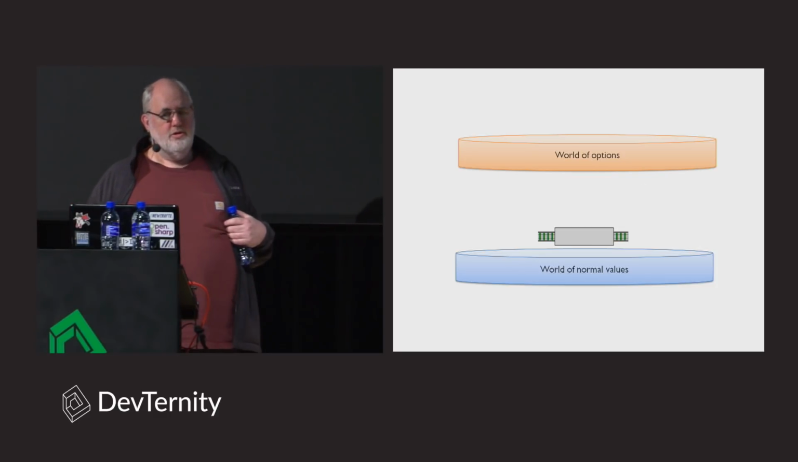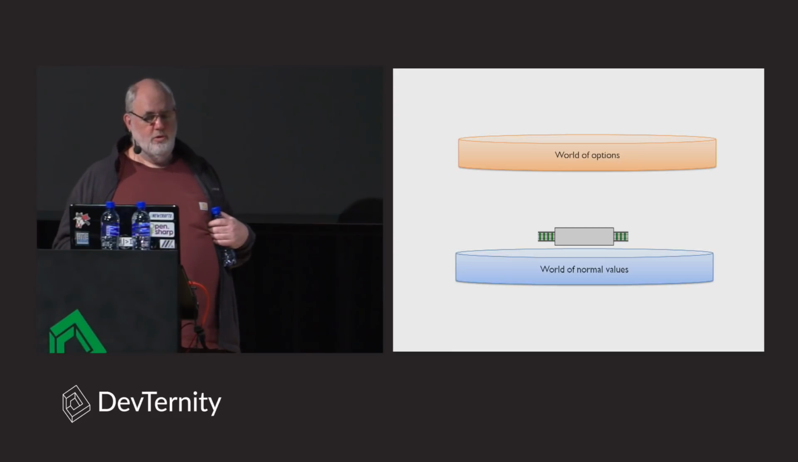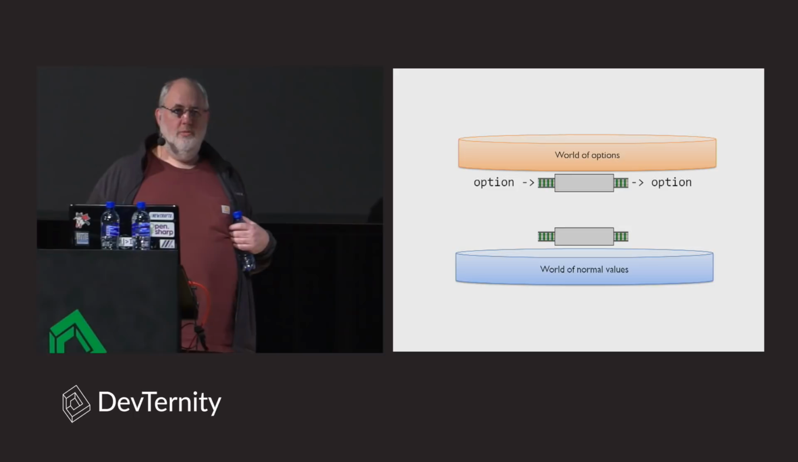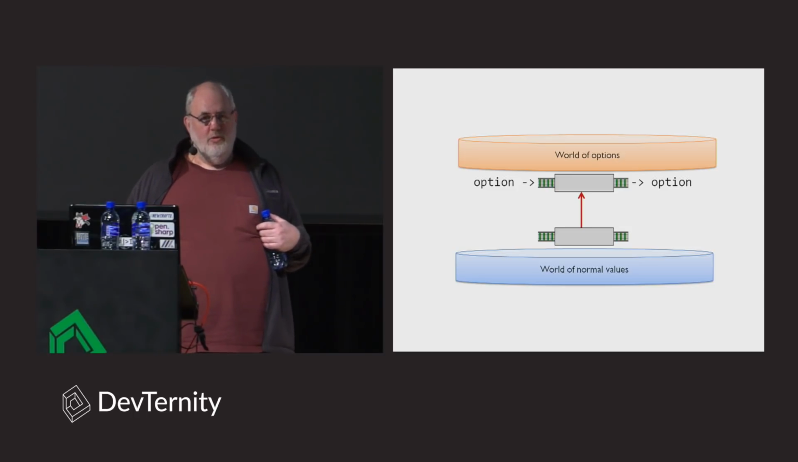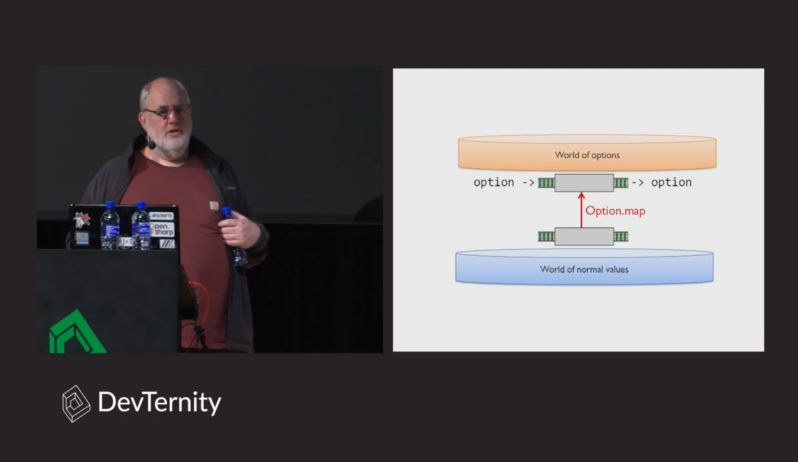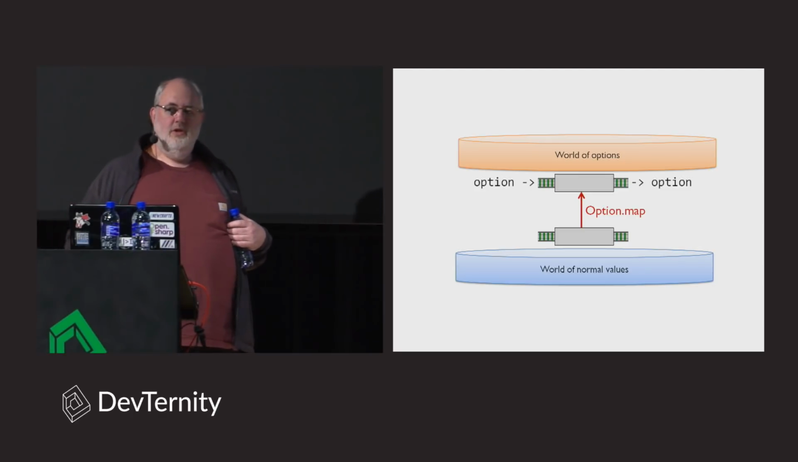Well, the answer is the map concept. So we have a function down in the normal world. We want to have a function in this other world which works with options. And we want to transform our normal function into this option function. And that's exactly what the map does. So a map transforms a function in one world into a function in the other world. All right, so we've got option map.